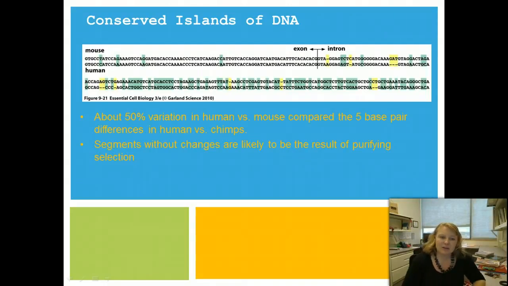And these segments without changes are likely to be results of purifying selection. What that means is that if changes occur in this area, it's going to cause a lethal change, or something that can't be survived. They have to be there. So purifying selection is where the genes cannot be changed no matter what. Remember that purifying selection means that if it's changed, chances are that offspring or that person or that organism is not going to survive because it is that important to life.